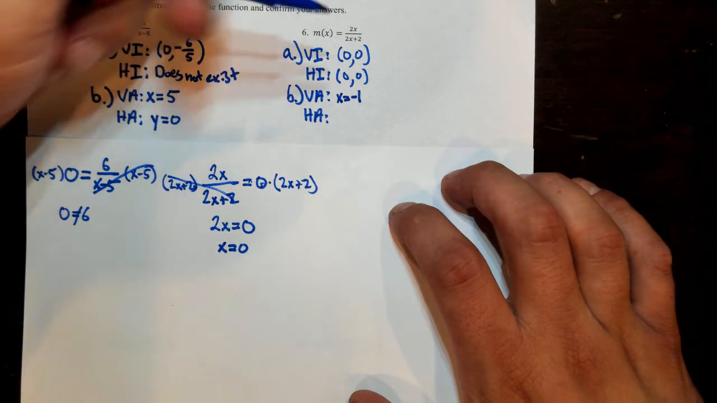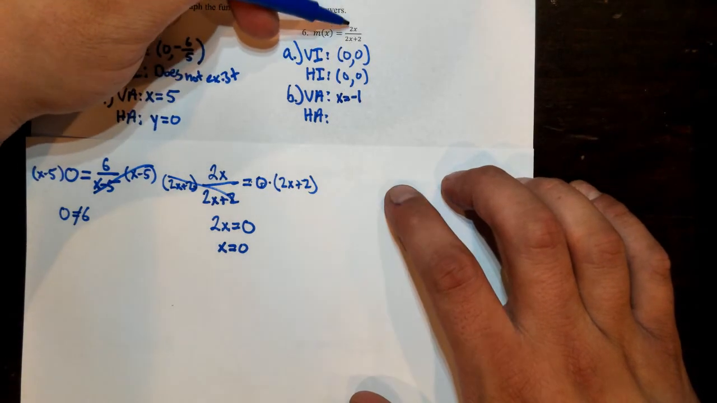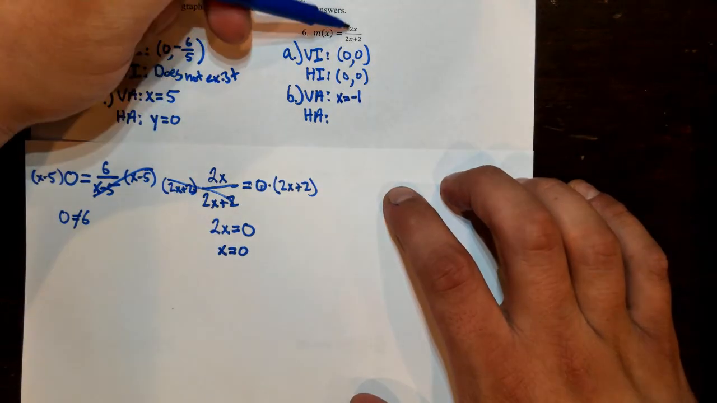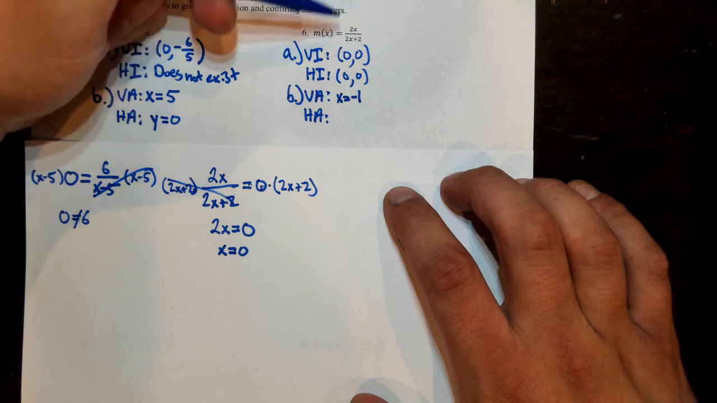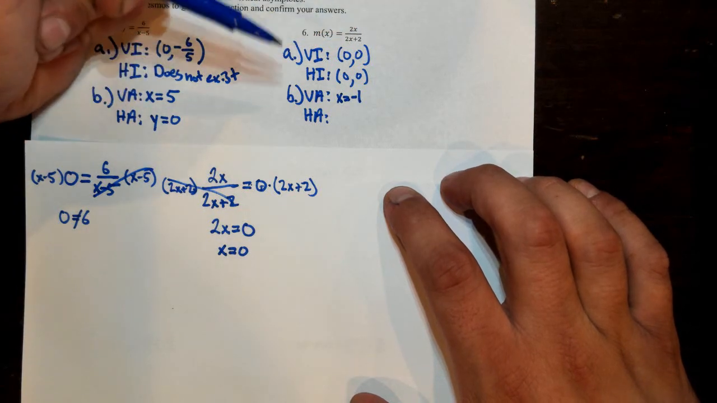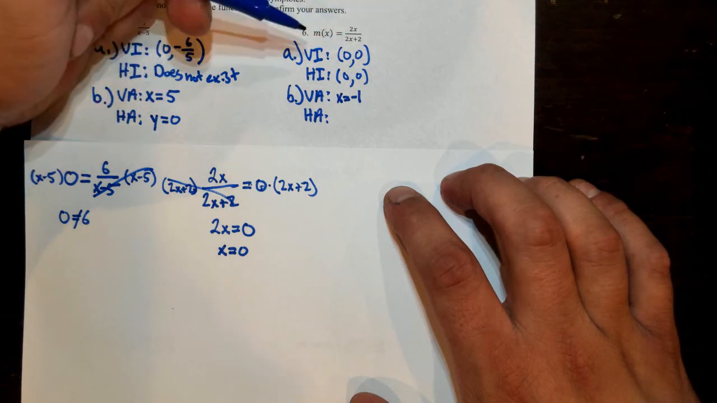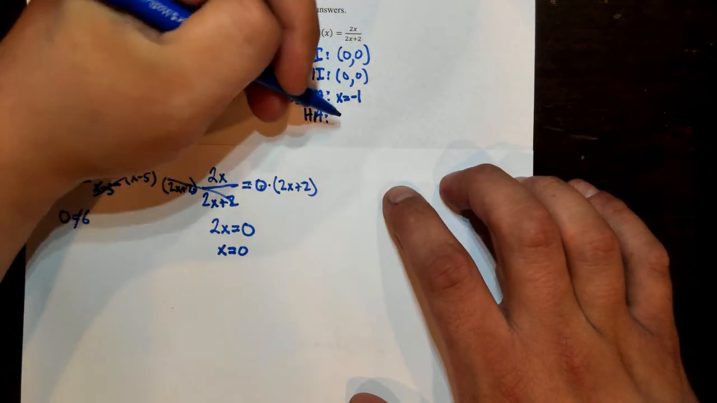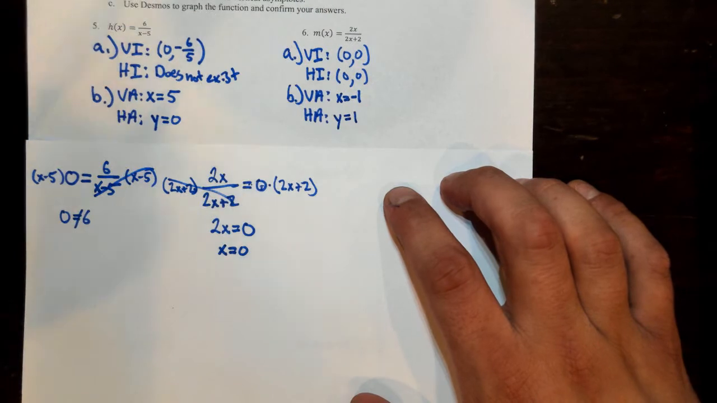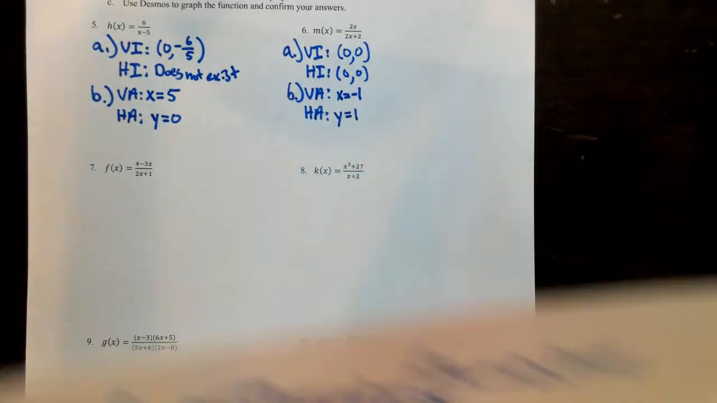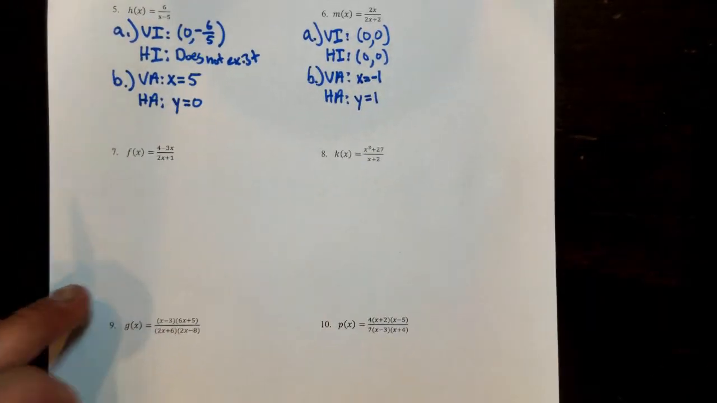Horizontal asymptote, again, we want to look at the leading terms here and look at their ratio. So in this case, we have an x on top, x on bottom. They're both to the first power. So we just want to look at the ratio of their coefficients. 2 over 2 is just 1, so y equals 1. All right, looking at number 7.